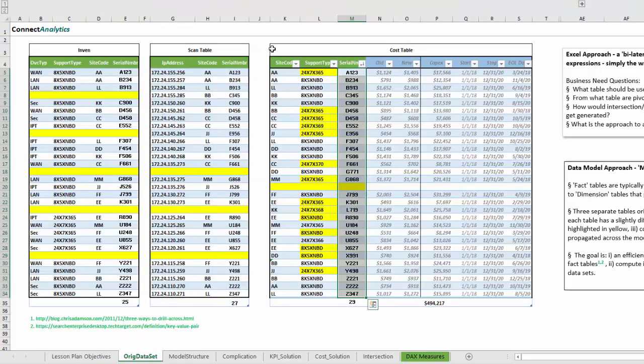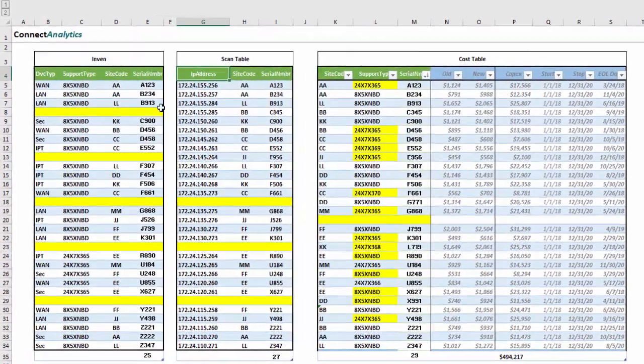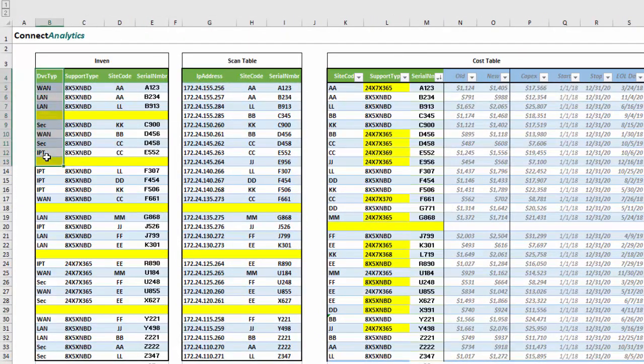Jumping into the data set here. First of all, you can see we've got three different data tables, right? Inventory, scan, and cost. They're all slightly different across a couple of different dimensions. First, they're all missing slight amounts of data. Here we've got IP addresses in the scan table, and here we've got costs in the cost table, and here we've got device types in the inventory table. And so the tables, while they're slightly different, they're all related and coming from different parts of the process.